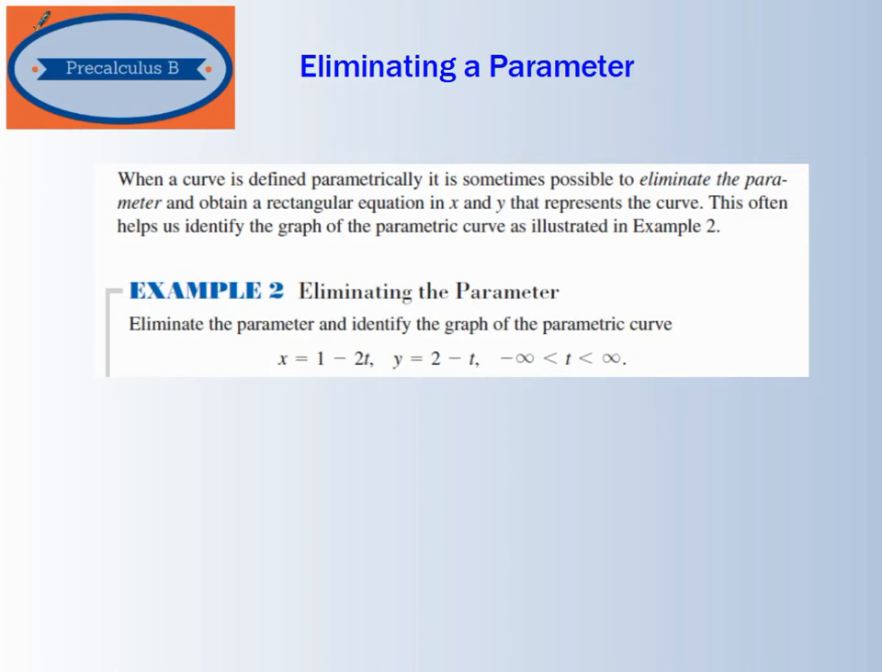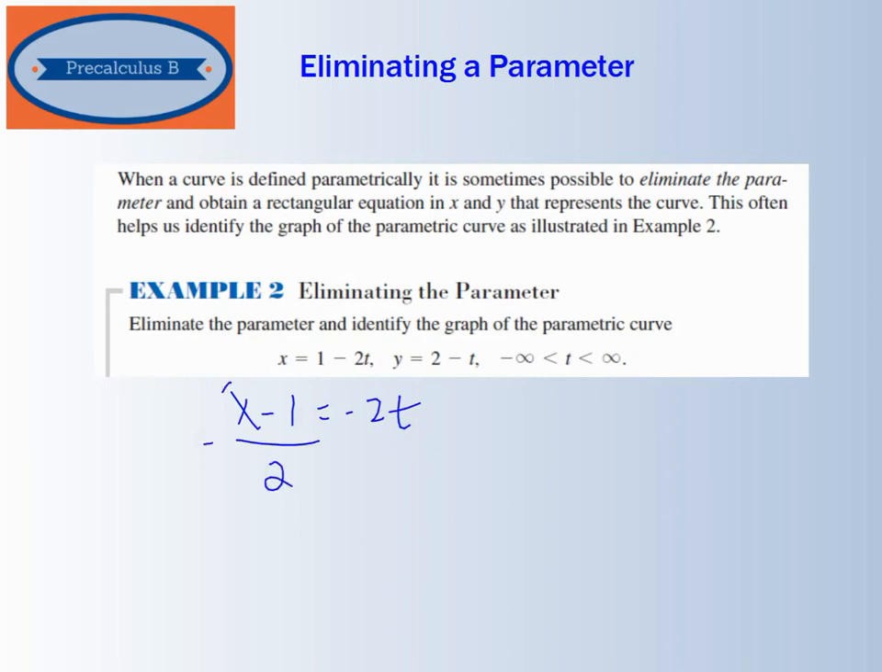All right, so we're going to do an example where we can actually eliminate a parameter. So if I'm given x equals 1 minus 2t and y equals 2 minus t, I should be able to eliminate a parameter. And the way in which I would do this, I would actually solve for t for one of the equations. So I'm going to do it for x. So I have x equals 1 minus 2t. I'm going to subtract 1. I get x minus 1 equals -2t. Divide both sides by -2.